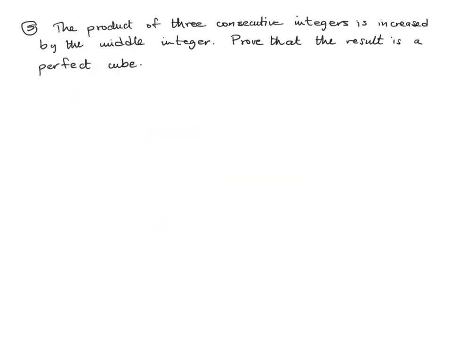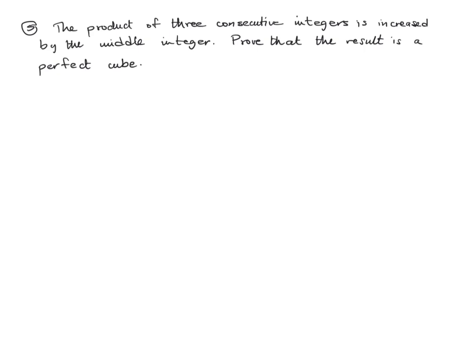The product of 3 consecutive integers is increased by the middle integer. Prove that the result is a perfect cube. Well, first of all, we want to select 3 consecutive integers. So if I pick a letter for the first integer, let's say n, then the next one's going to be n plus 1 because they're consecutive, and the next one after that's going to be n plus 2.